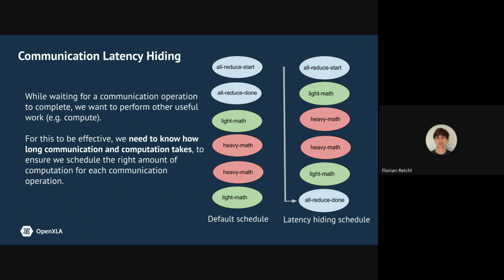If you've watched OpenXLA presentations, you likely have seen the picture on the right a couple of times. But that's the basic problem, right? You have some communication primitives, and then you have some computation. You want to run computation while you're doing communication, filling the gaps while you're waiting for data to arrive. But to do that efficiently, you have to understand how long your computation takes, because you don't want to overfill the gaps, as you might run out of computation to fill other gaps. So you want this to be as optimal as needed.